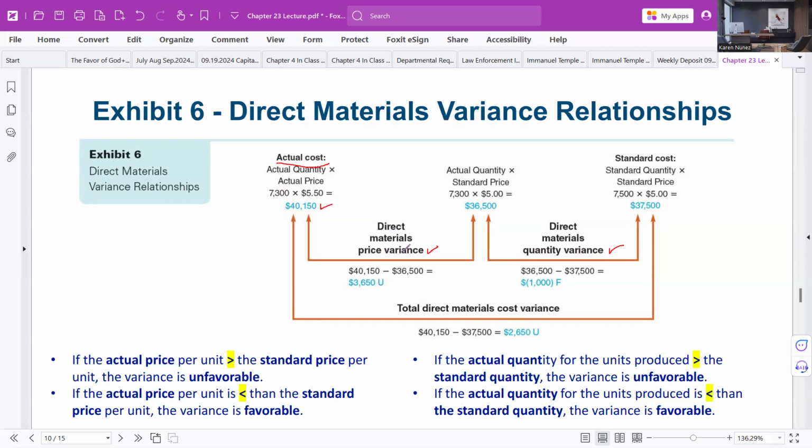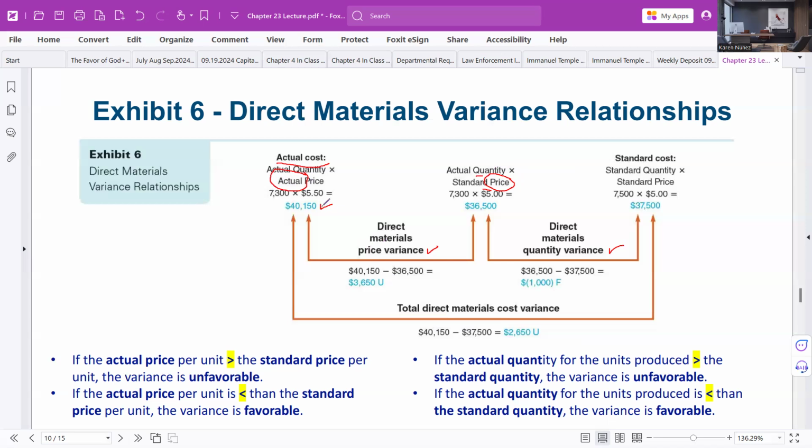In order to calculate a price variance, we're going to focus on the standard price. What should they have paid for that actual quantity? So this is the actual quantity at the standard price. So we're comparing the actual quantity at the actual price to the actual quantity at the standard price. The only difference is in the price. This is the standard price. This is the actual price. So that allows us to isolate what we call a price variance.